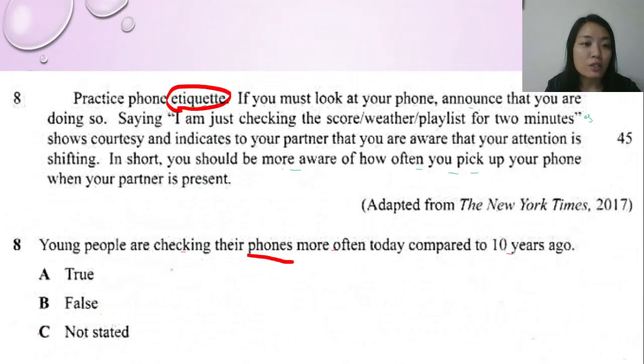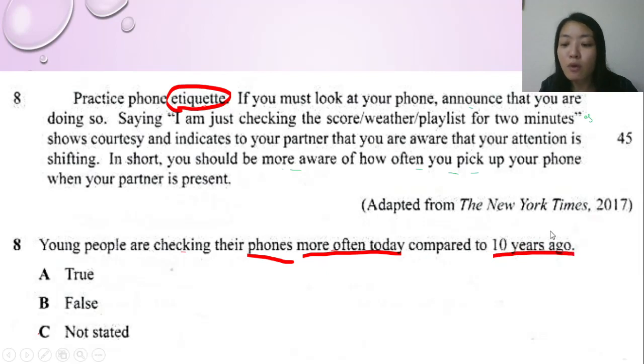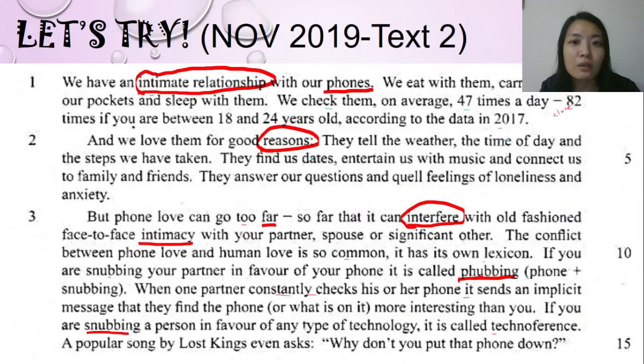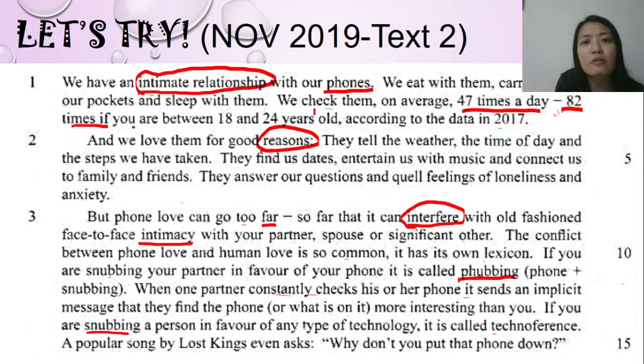Now let's look at the question. Young people are checking their phones more often today compared to 10 years ago. Is it more often today compared to 10 years ago? Now let's see. We have intimate relationship. We check them 47 times a day. Okay, 82 times. And then if you love them, the second paragraph doesn't say about checking. Only the first paragraph talks about checking them 47 times a day.